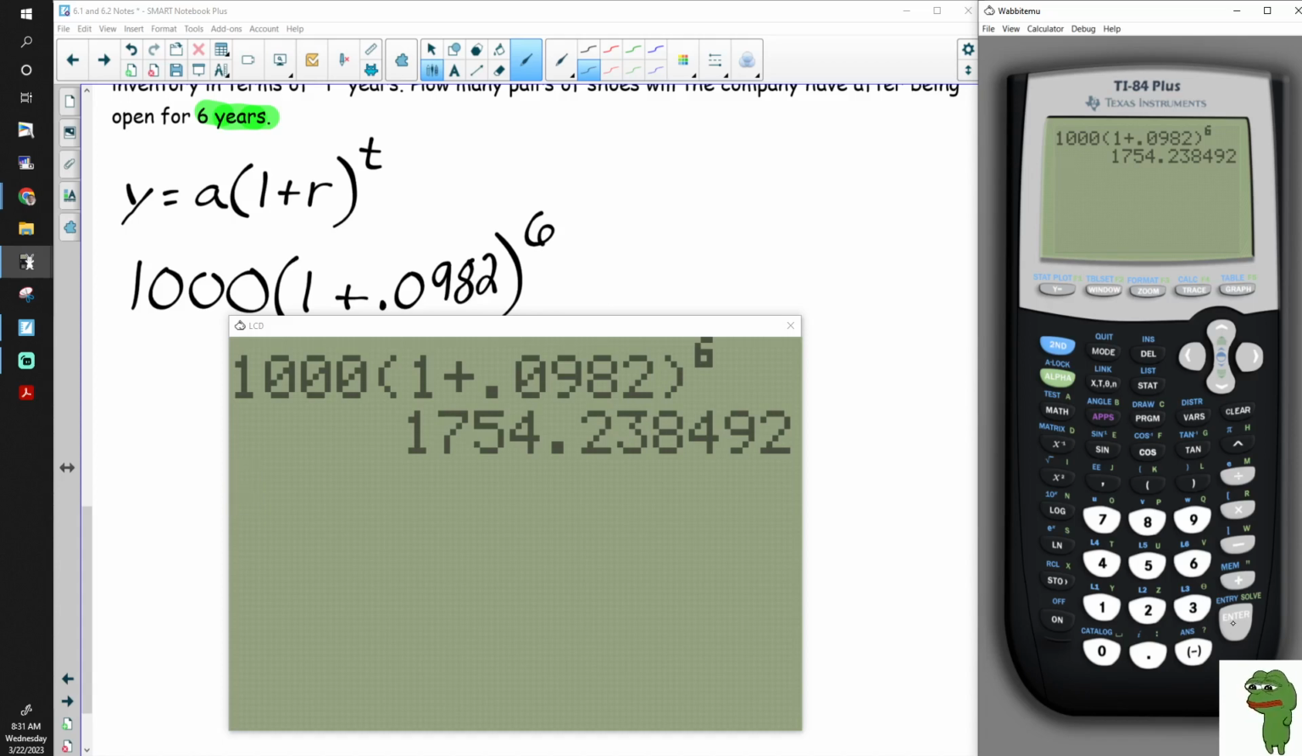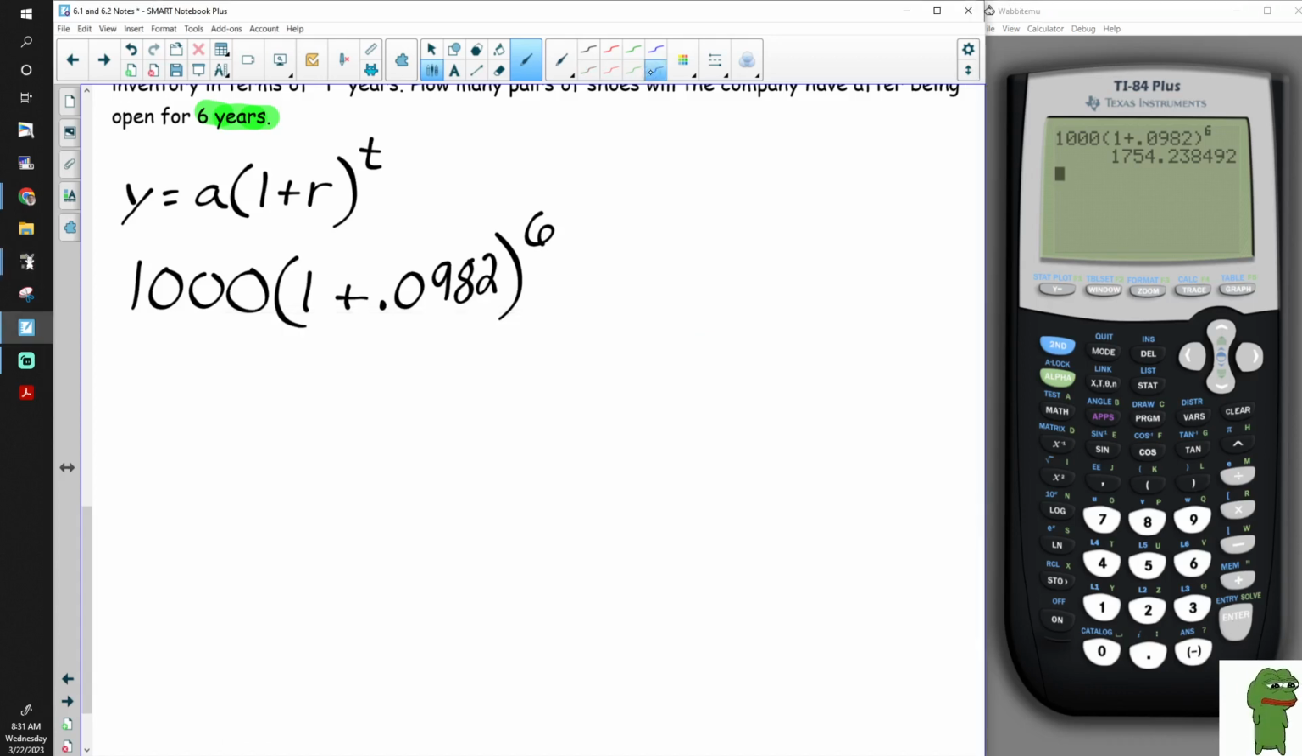Again, we'll never have 0.23 of a shoe, so we always round our answer down to a whole number, even if it was like 0.99. We can't make more of a shoe, so we always round that whole number down. So 1,754 shoes.